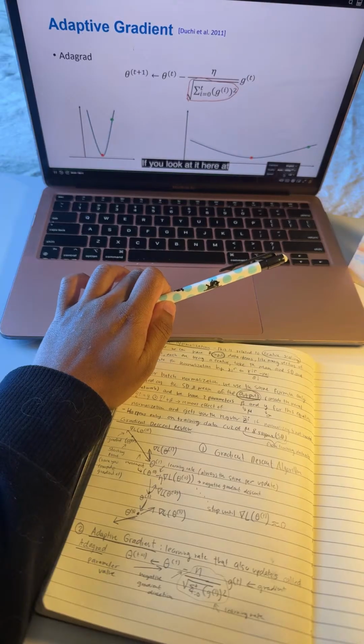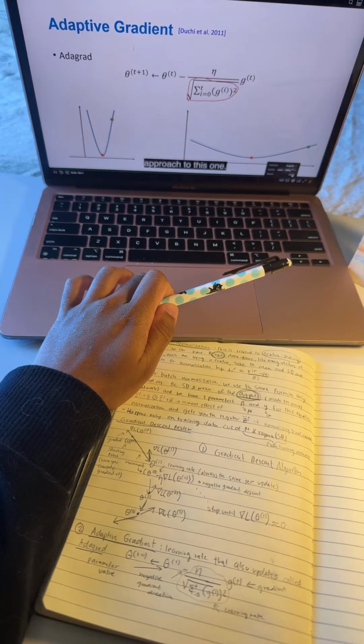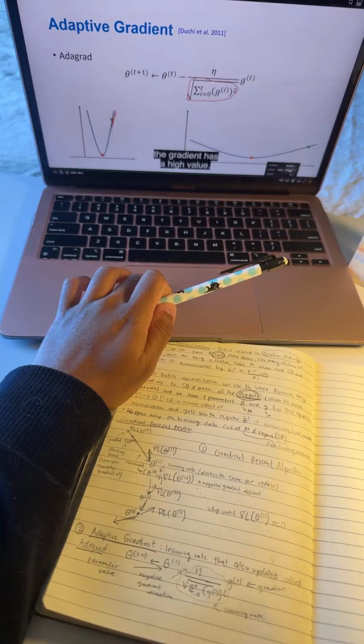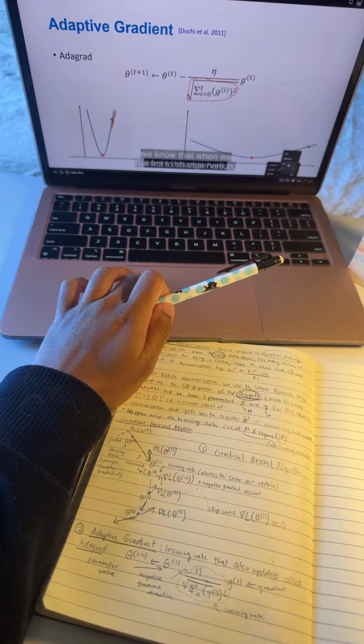So if you look at here, suppose we are at this point and we want to approach this one. If you check the gradient, this is the slope, you will find that the gradient has a high value. From this observation, we know that when we want to change the parameter values here, the learning rate, we should use a small learning rate. If we use a large learning rate, it may diverge.